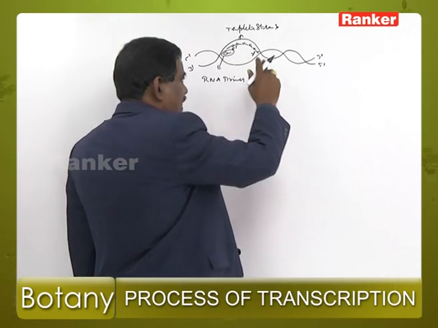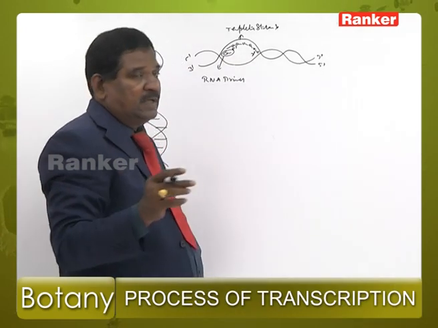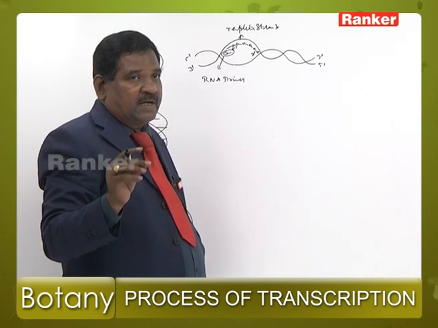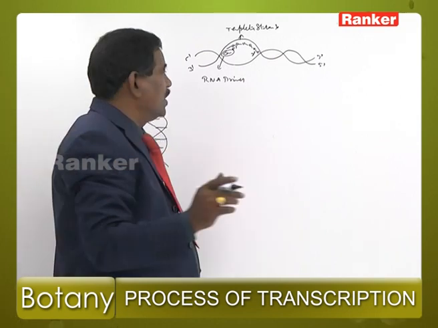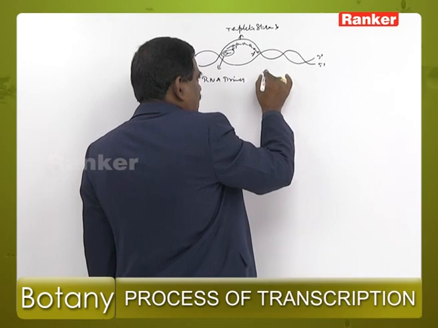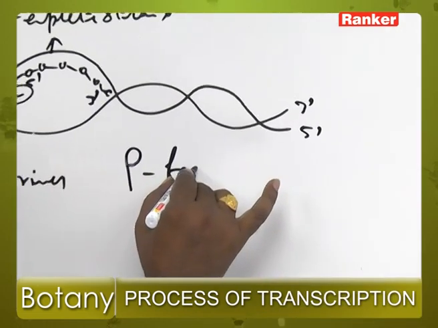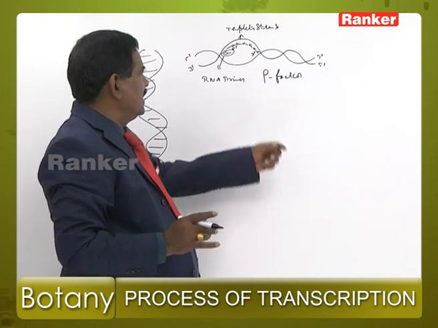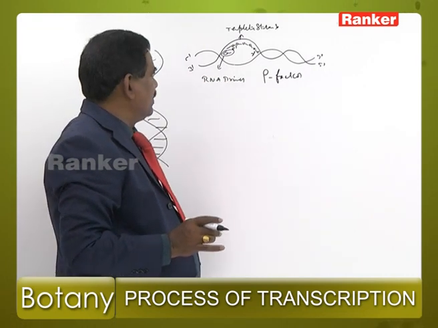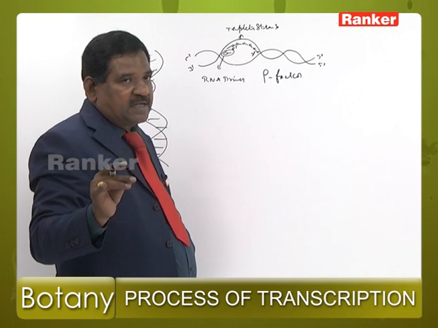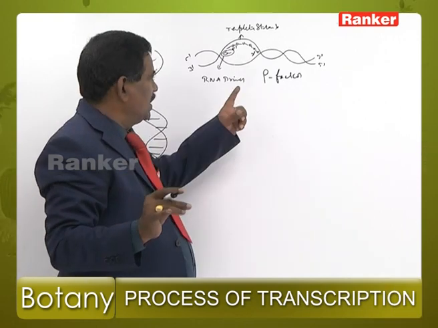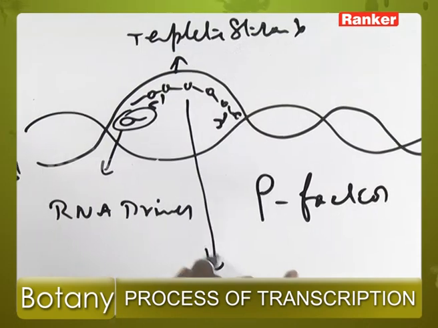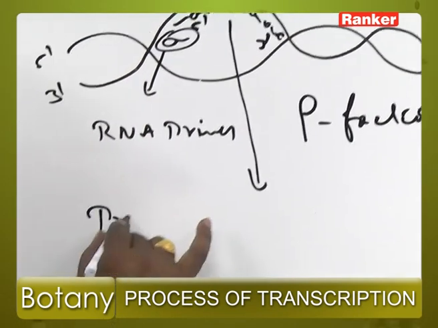When it reaches the termination point, it is recognized by rho factor. The initiation site is recognized by sigma factor, and the termination site by rho factor. The RNA that is first formed is called the primary transcript.